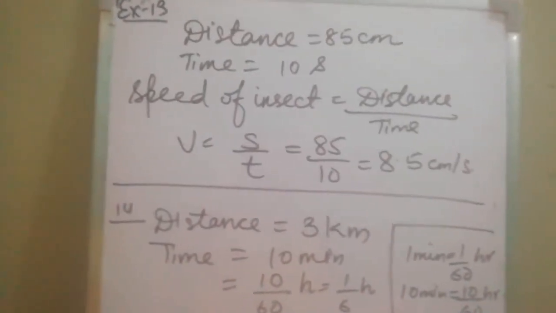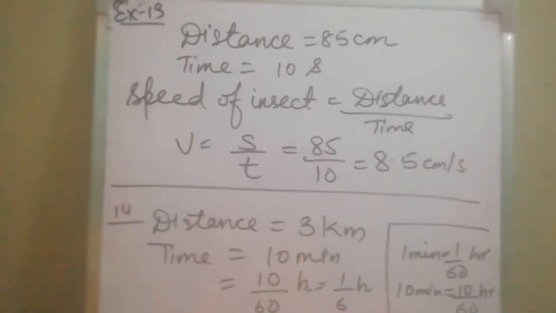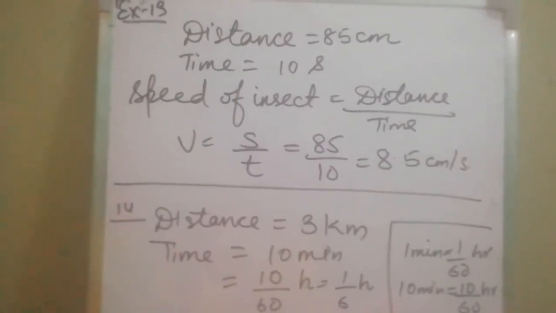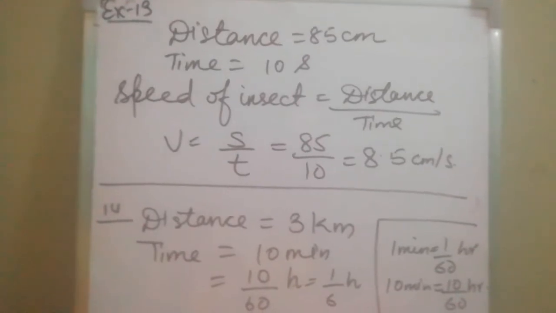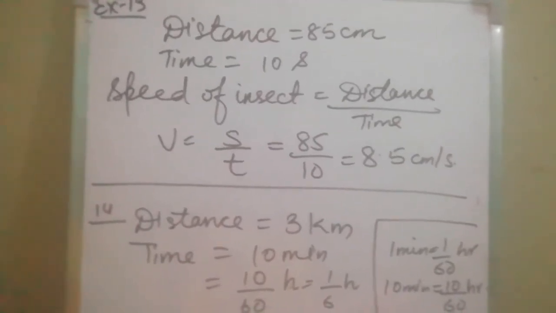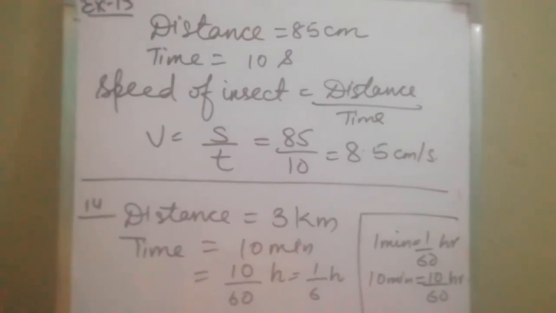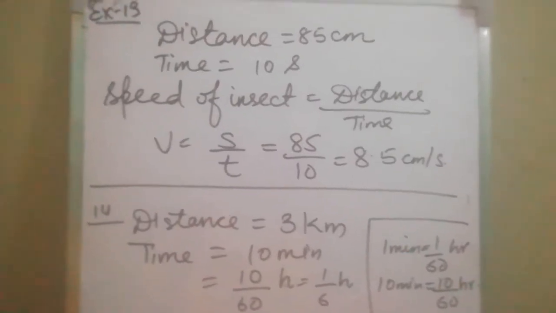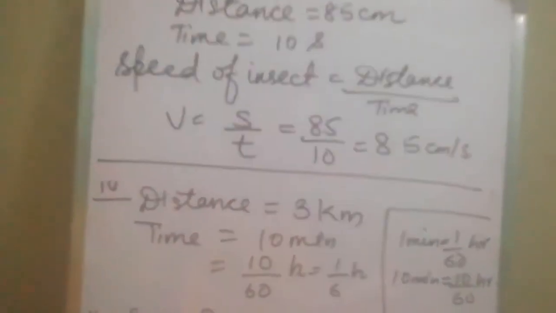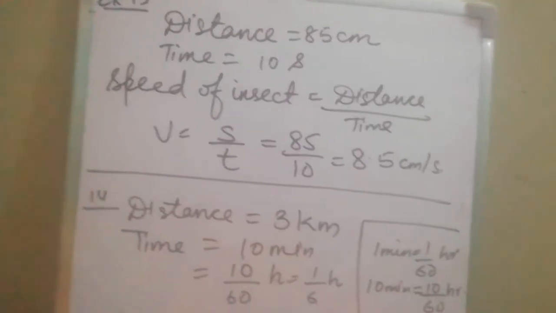Speed of the insect is distance by time. Speed is v, distance is s, and time is represented by t. So v equals s by t. 85 by 10 is 8.5 centimeter per second. Children, it is very important to write down the unit in which you are representing the speed.